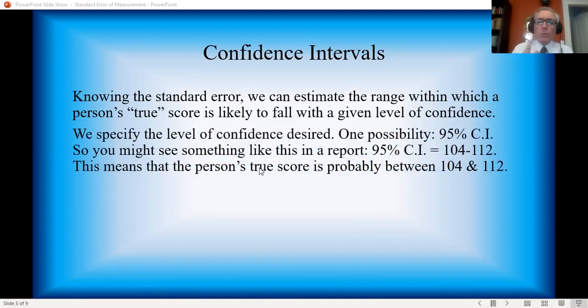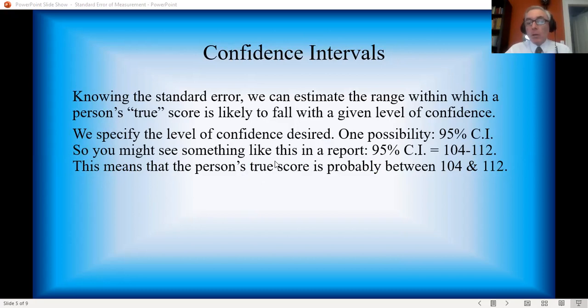So again, you specify the level of confidence you want. There are some conventions here. One possibility, which is a pretty conservative one, a pretty stringent one, is to say, I want to be 95% sure that the score that this person really should have gotten on the test falls within this range. So these would be 95% confidence intervals, usually abbreviated CI.